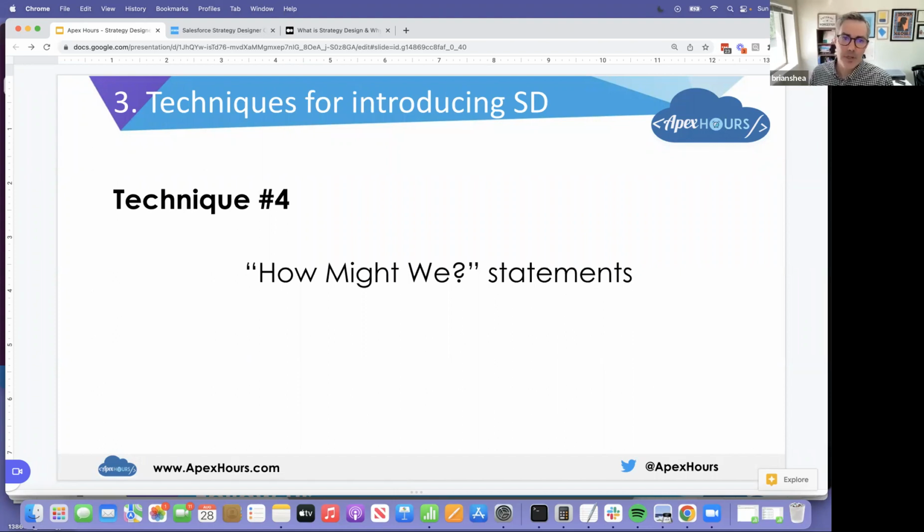So how might we statements are really, I'd say, an easy way that organizations can do that. People usually get the concept of it, and it's something that people often find fun doing in a session where people are sitting around the table and doing post-it notes of how might we statements, or putting it on the whiteboard. It can be an open and empowering process that organizations like. So that's a great technique to think about starting with as you're beginning to introduce strategy design at your organization.